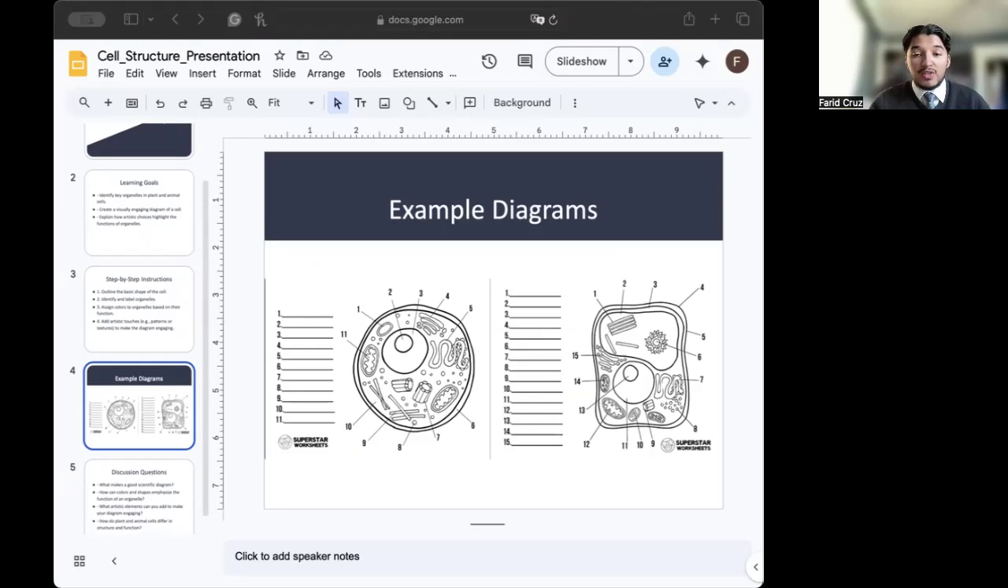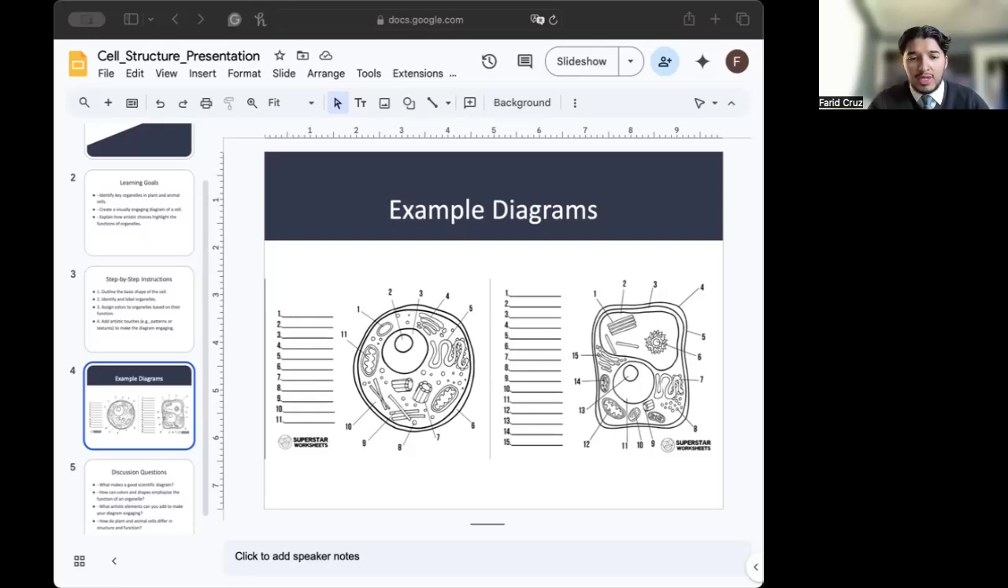Here's what your finished diagram might look like. This is just an example. Notice how the organelles are labeled and they will be color coded when I finish coloring this in. And also notice how the artistic elements like patterns and shading make the diagram more engaging.